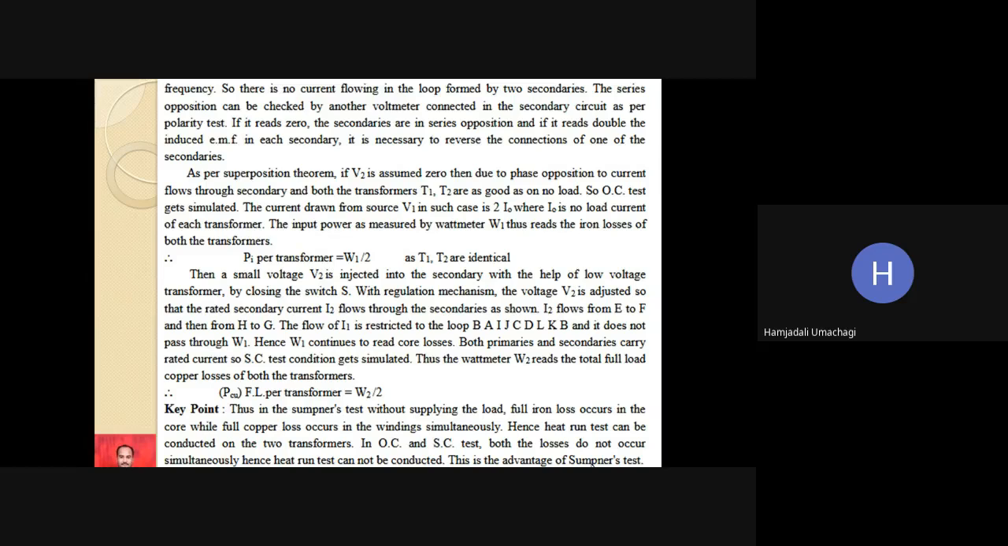Because of that, iron and copper loss will come into the picture. Copper loss physically is nothing but heat. That heat information will be included. Heat information means copper loss, and that copper loss information will be given by the wattmeter W2. Okay. So this is the advantage of Sumpner test. Sumpner test gives us accurate results of efficiency and regulation.